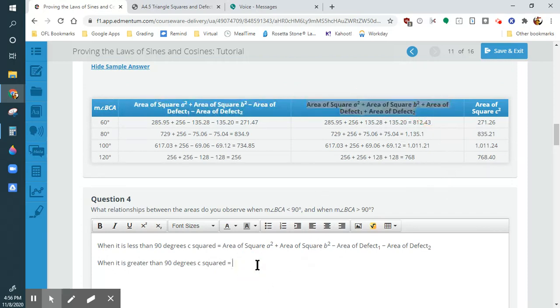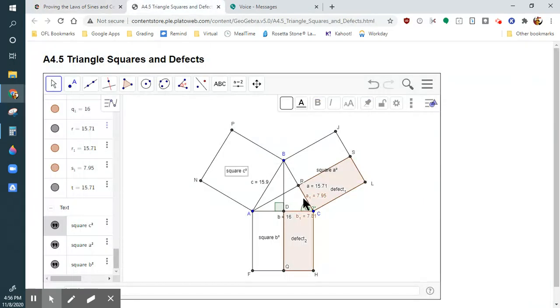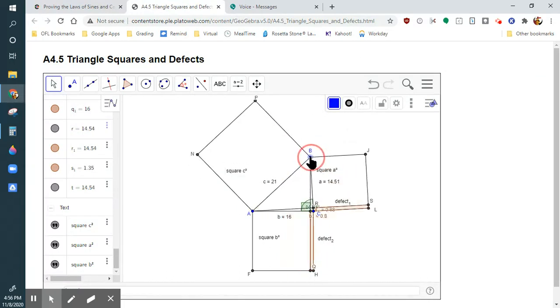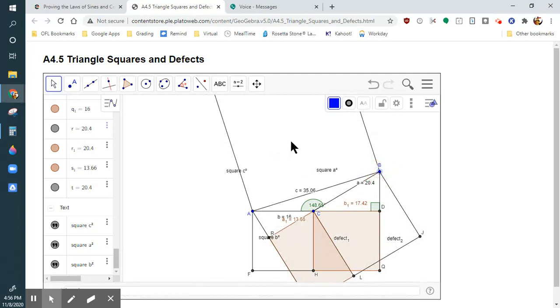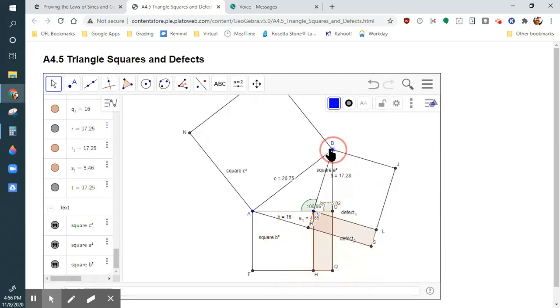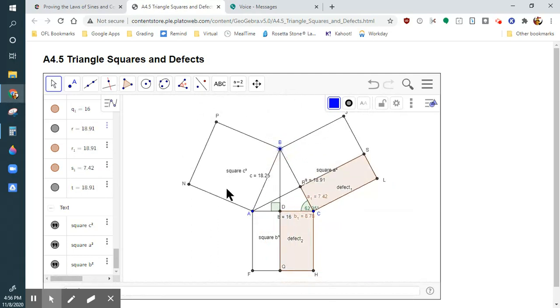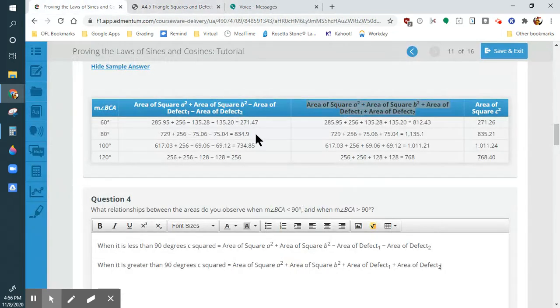When it's less than 90 degrees, you're going to start subtracting the defunct area. And we'll see that a little bit more here. So let me see if I can move this B still. Once you get over here, you need to start adding the area because this C squared is getting a lot bigger. But when you get smaller than 90 degrees, this is becoming so tiny that you're going to want to take the area of the square and subtract these two areas.